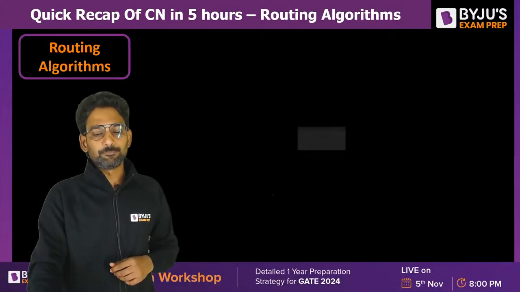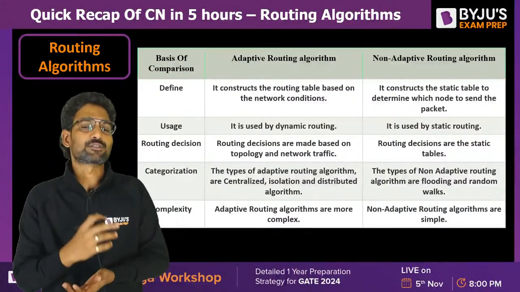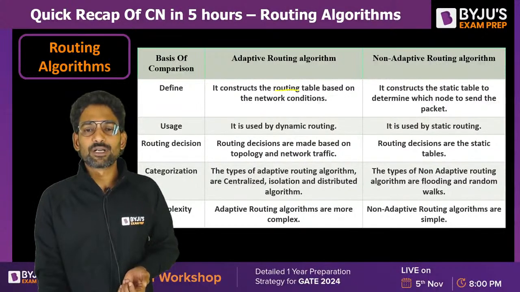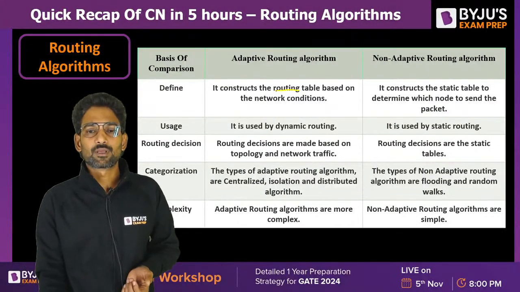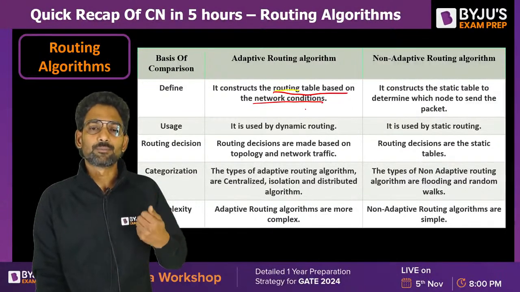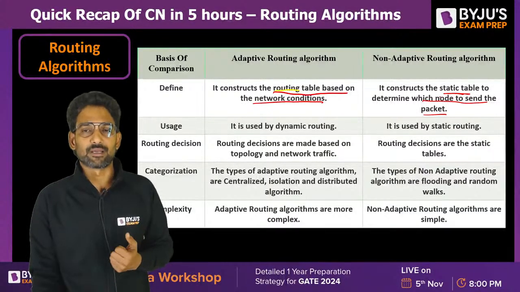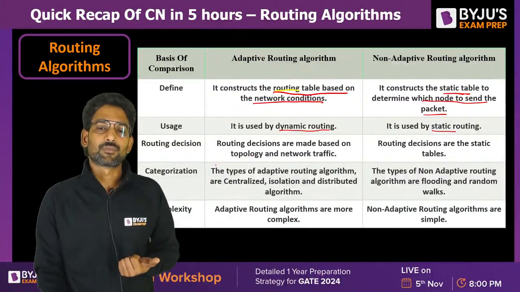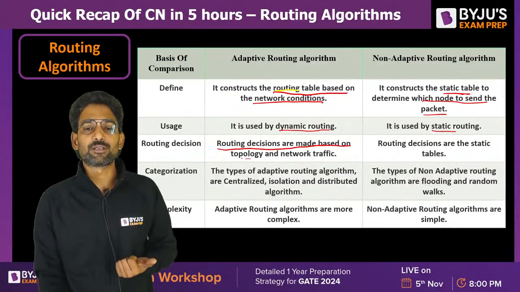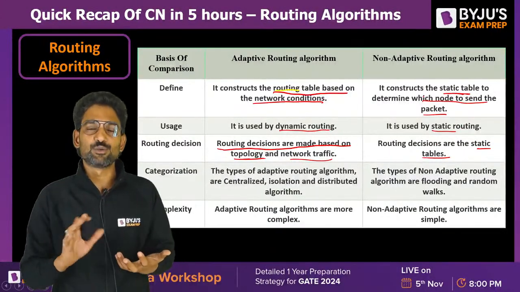So now, guys, we will analyze what is the difference basically between adaptive and non-adaptive. What we have discussed, just to summarize: adaptive constructs the routing table based on the network conditions, based on the cost, hop count, topology. Adaptive routing performs routing. Non-adaptive determines which node to send the packet to by constructing the routing table. So adaptive is dynamic in nature, whereas non-adaptive is static in nature. In adaptive, routing decisions are made based on topology and traffic, whereas non-adaptive uses fixed, static tables. As the traffic changes, you don't change the route, fixed route.